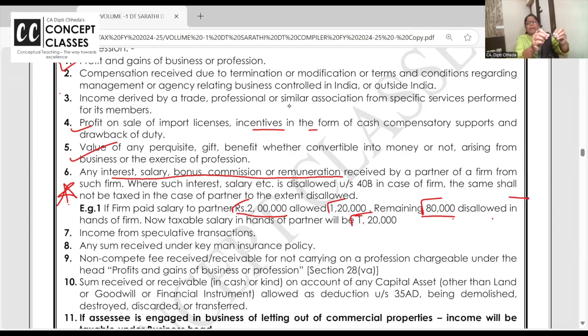The firm has put salary paid to partner of 2 lakh on the debit side of the P&L account. The department said no, only 120 is correct.